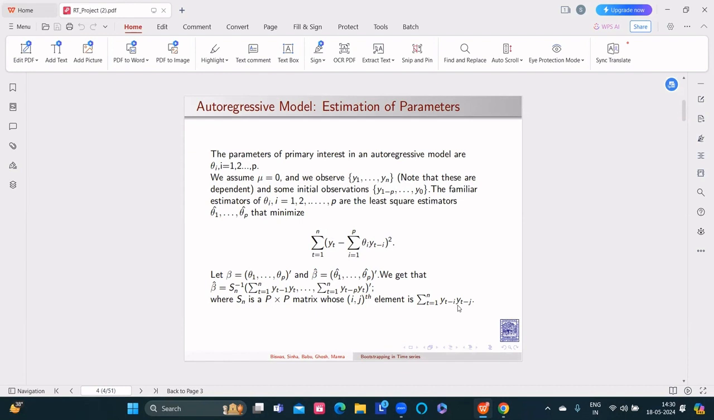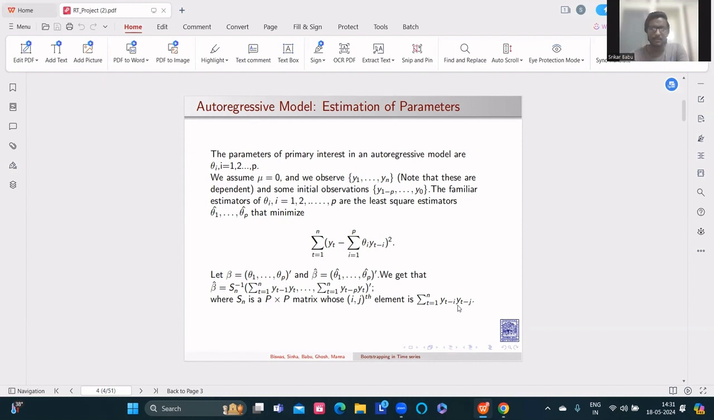The parameters of primary interest in an autoregressive model are the thetas, and for simplicity, let us assume the mean is 0 and we observe y1 to yn, which are dependent, and we have some initial observations y1 minus p and so on y0. Now the familiar estimators of theta are the least square estimators, which we will obtain by minimizing summation of yt minus theta 1 yt minus 1 minus theta 2 yt minus 2 and so on theta p yt minus p whole square.